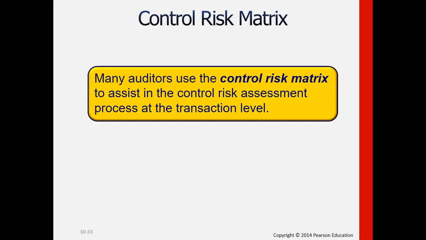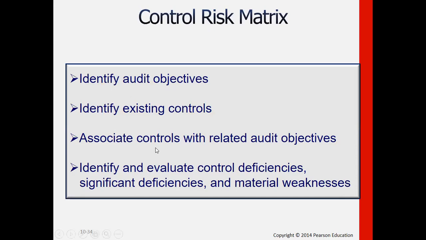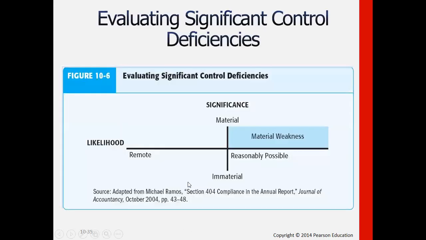The control risk matrix will be very specific as to what shall be done. Then this would involve identifying audit objectives. What are our purposes in doing the audit, the existing controls, then again, controls with objectives, and the link of these controls and objectives to identify and evaluate the deficiencies of controls, significant deficiencies, and material weaknesses.